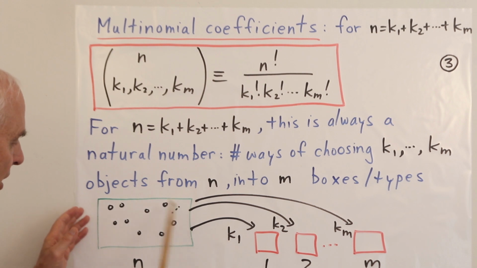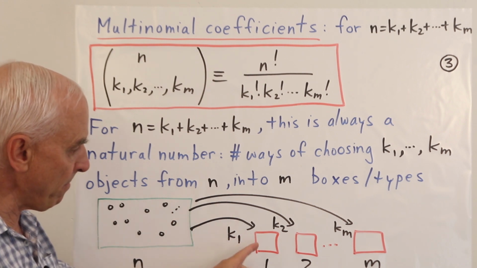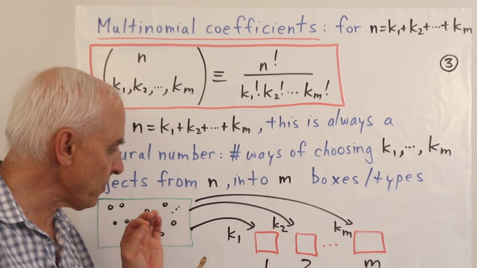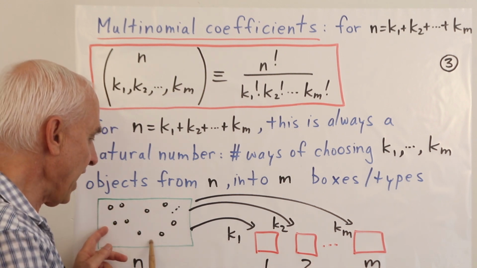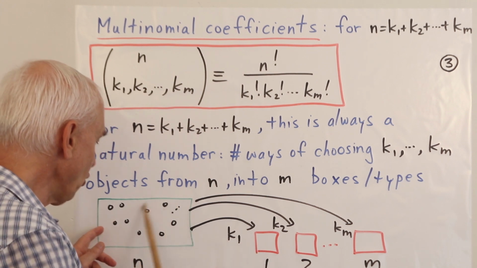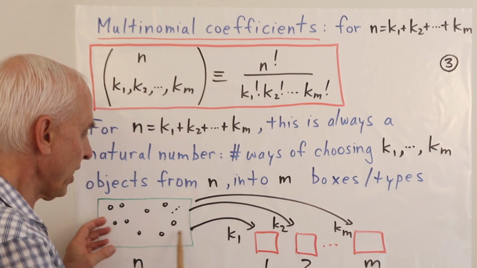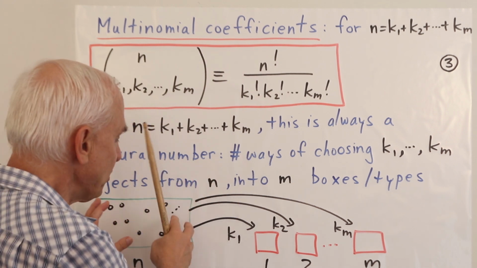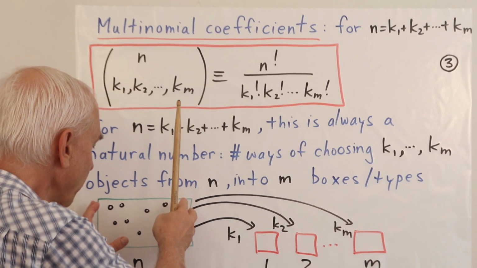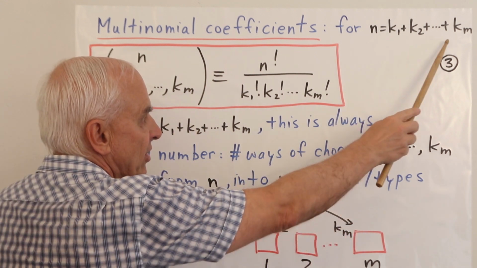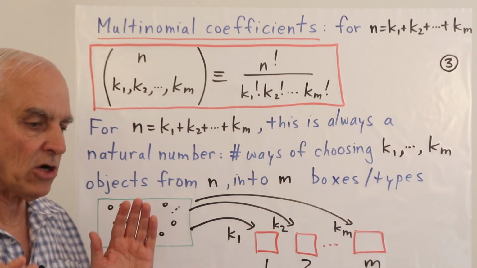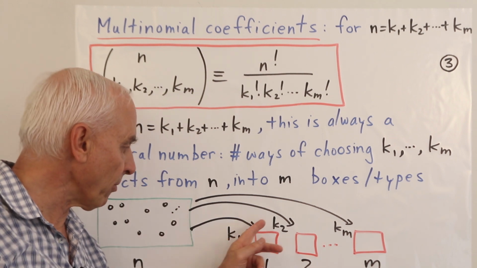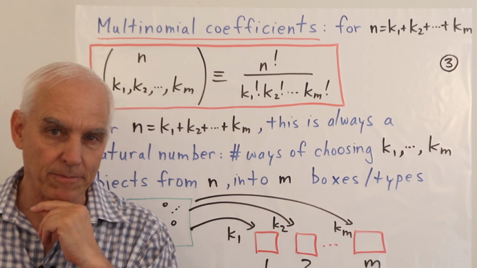So we have a bunch of objects, say n of them, and we have m boxes. Box 1, box 2, up to box m. And we're interested in putting k1 of these n into the first box, k2 of them into the second box, and altogether then km of them into the m-th box, so that all of the objects get put into boxes. That's this condition here. And we want to know how many ways there are of doing this, if we know n and we know m and we know all these numbers k1, k2, up to km.